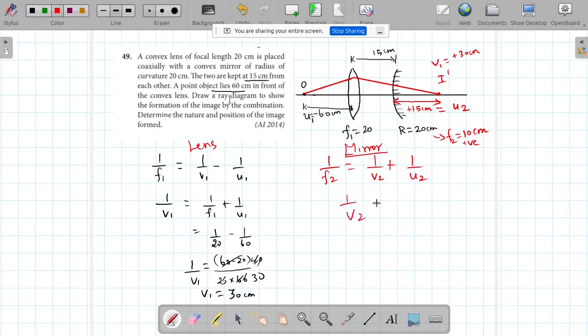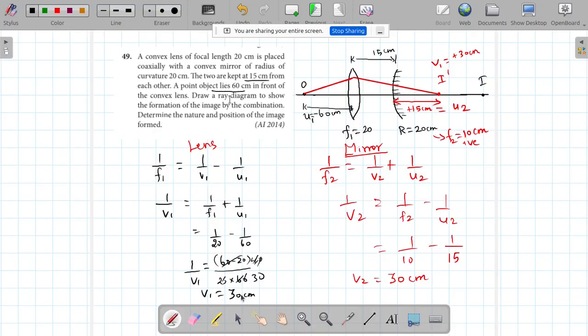Therefore 1 by V2 is equal to 1 by F2 minus 1 by U2, so 1 by 10 minus 1 by 15. Yeah, 1 by 15, answer is 30. Now it will come like 30 centimeter from this mirror. Therefore it is greater than this distance. Then extend this line.